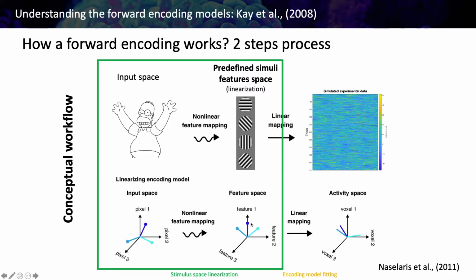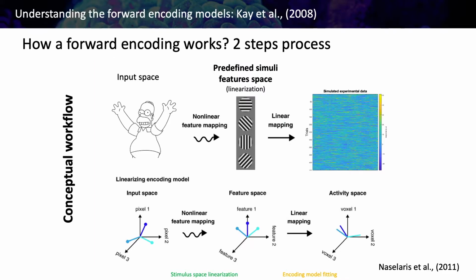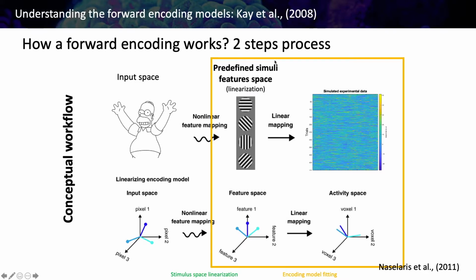Once we have done this for all the pixels of our image, in the end we have a full linearized representation of the image that we want to decode. What we have to do is to proceed with the linear mapping. The linear mapping is basically to see how much of these channels that we have recorded on a trial by trial basis are explaining the neural activity that we have measured from the participant's brain.